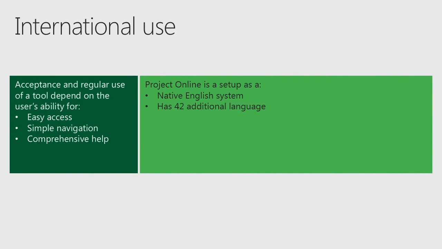I'll show this later on when we go into the demo part, how you can use these languages, what's in there, so you don't have to install language packs. Language packs are still available for an on-premise implementation. With Project Online, you have a list of languages that you can pick from, and you can just use them. It's really easy. It's really convenient.